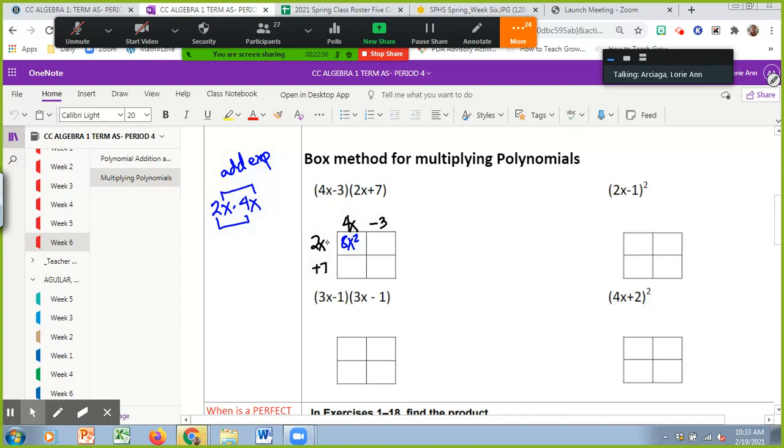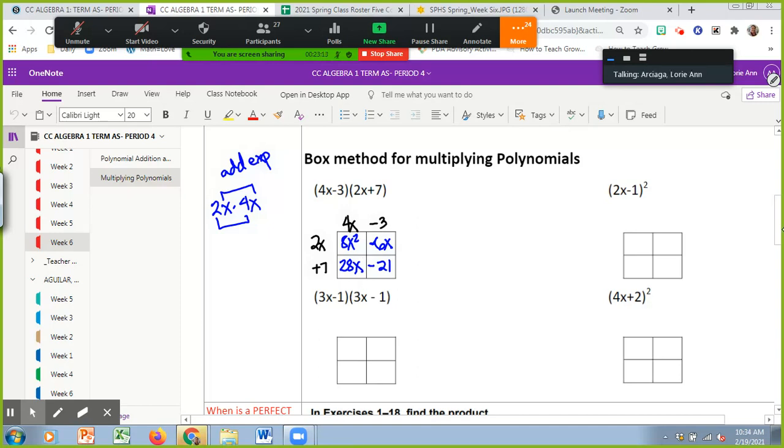All right? And then we're going to do the same thing over here. It doesn't matter where you go next. It could be to the right, to the bottom, doesn't matter. So 2x times negative 3 will become negative 6x. Okay, and then 4x times 7 is 28x. Negative 3 times 7 is negative 21. So that's what we call the box method. We use the factors being multiplied as the length and width of the boxes, and then we multiply the terms one by one to fill up the grid.